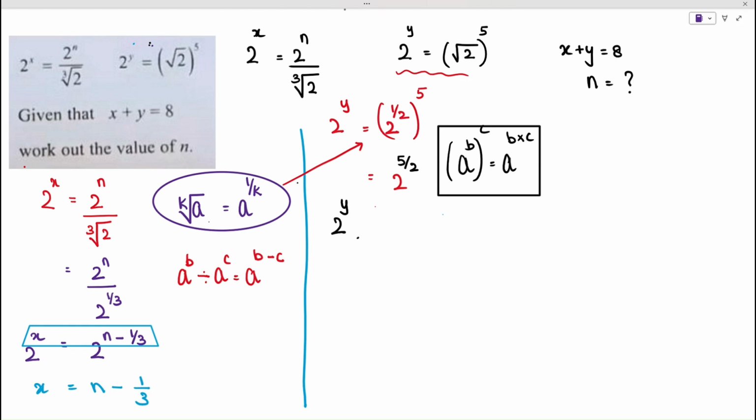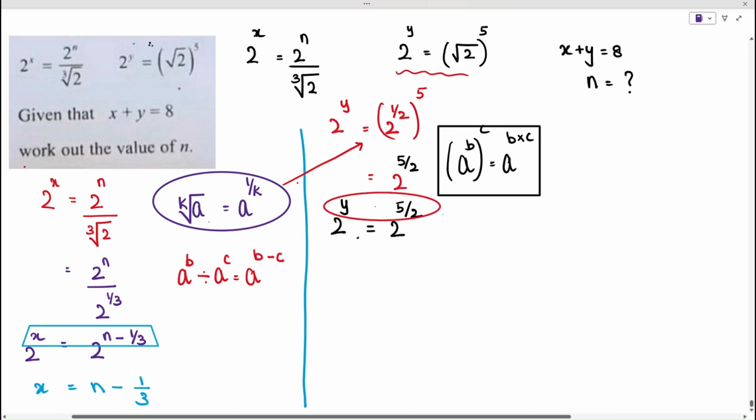And so this gives us 2 to the power of y is equal to 2 to the power of 5 over 2. And we can equate our powers because our bases are the same. So y is equal to 5 over 2.